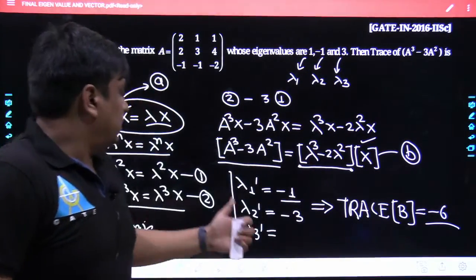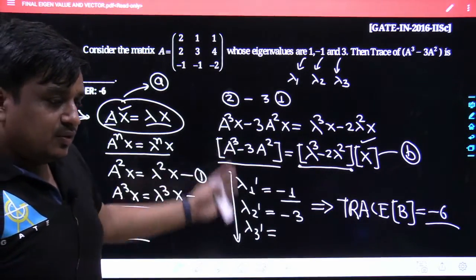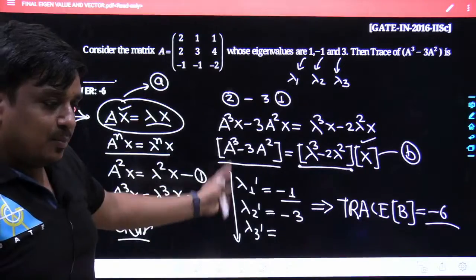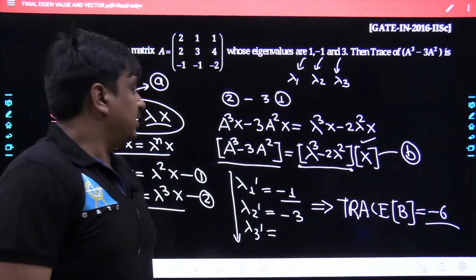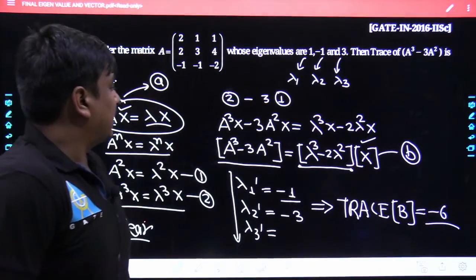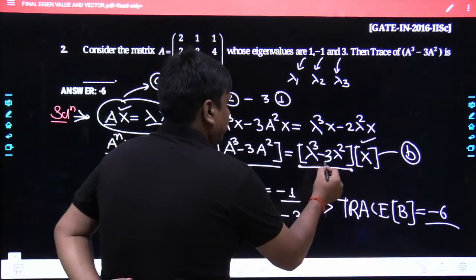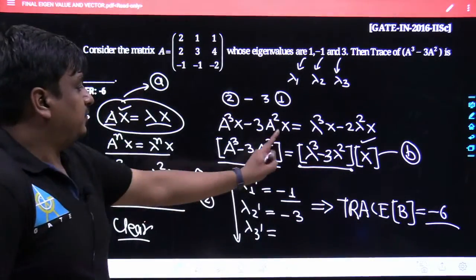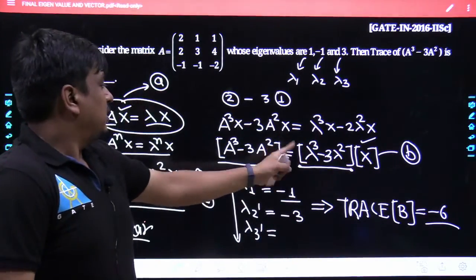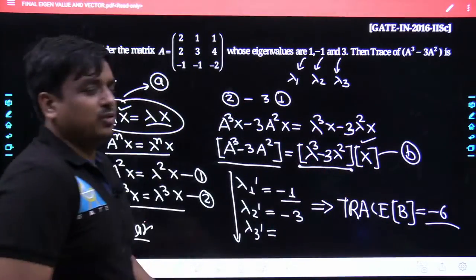Is there any mistake over here? Anyways, you can see the answer we found is minus 6. Maybe I made a mistake somewhere. Is that part clear? Just a minute. Here it is 3, no? Yes, that is what I am saying. Here it is 3. That's the mistake I was making.